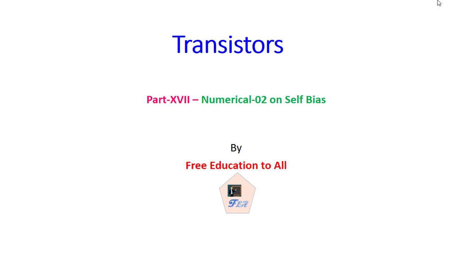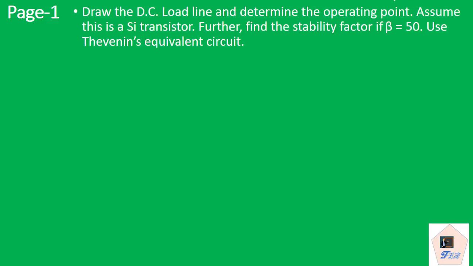So in this lecture, we shall be solving one more numerical on self-bias method. Now the problem statement is: draw the DC load line and determine the operating point. Assume this is a silicon transistor. Further, find the stability factor if beta is equal to 50. Use Thevenin's equivalent circuit. So let us see the circuit.